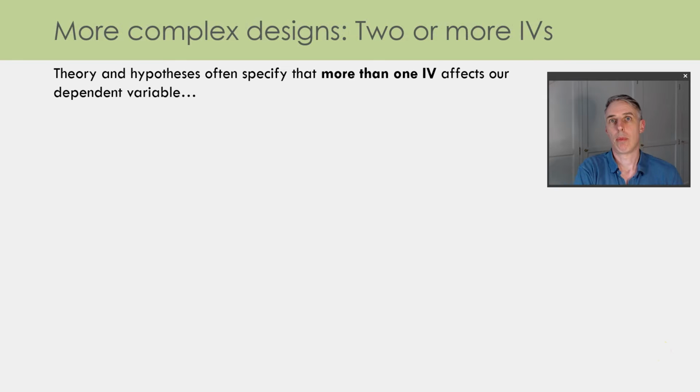So let's layer in another bit of complexity into our design. And this is important because when we think about all the stuff that we might be interested in about the world, about human behavior, human behavior is pretty complex, and often our theory and hypotheses want to reflect that complexity. For that reason, they often also specify that it's more than one independent variable that affects our dependent variable. The stuff we're interested in has multiple interlocking causes.